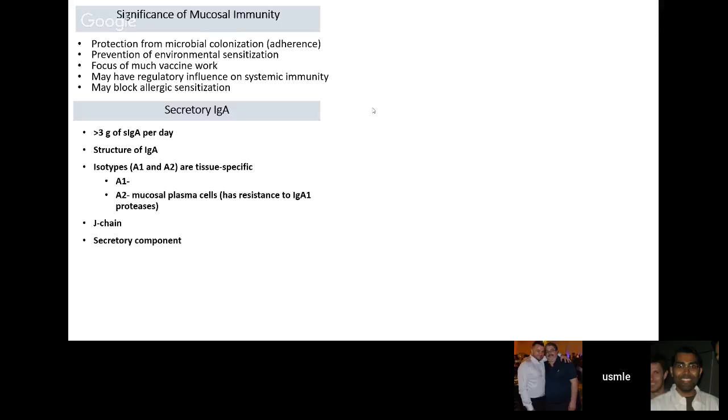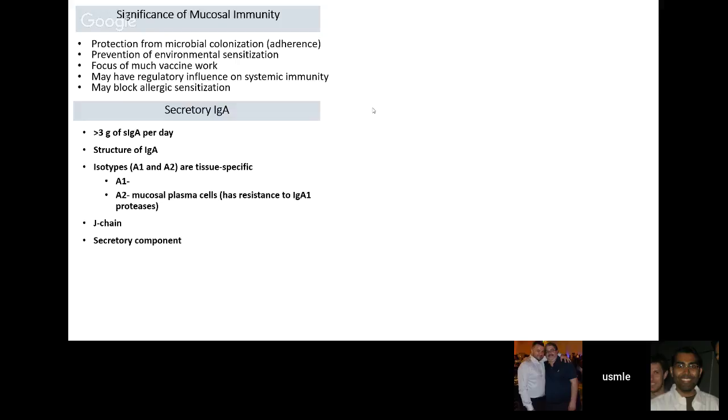The other reason for this mucosal immunity is prevention of environmental sensitization. They can focus on mucosal vaccine work, and they have regulation from systemic immunity. Like I said, a decrease of those bacteria leads to Candida albicans infection. And these areas are going to block allergic sensitization. Not 100% blockage, but you have a big amount of blockage.